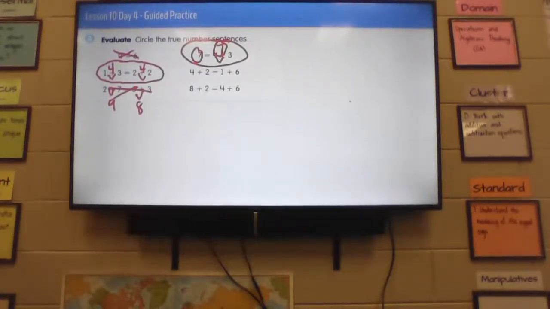Chloe, what should I do? How am I going to figure it out? You X it out. Well, how do I know? I don't know. I've got to do something in order to figure out if it's right. If you grab 4 and you add 2... What is 4 plus 2? It's 6. She says that's 6. All right. So then what is 1 plus 6, Chloe? 7. Oh, so I have 6 on one side.